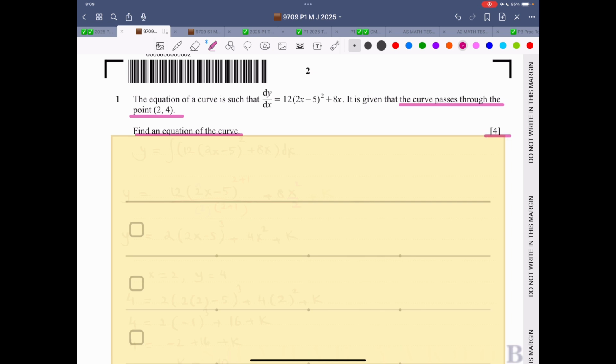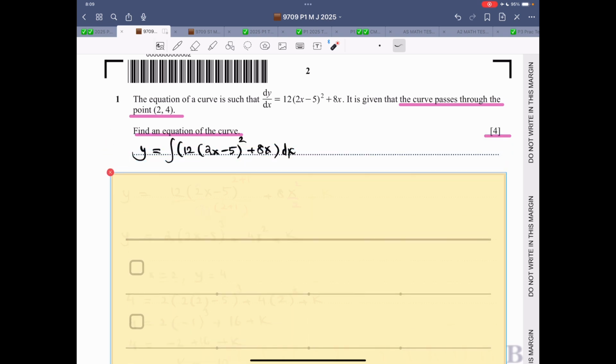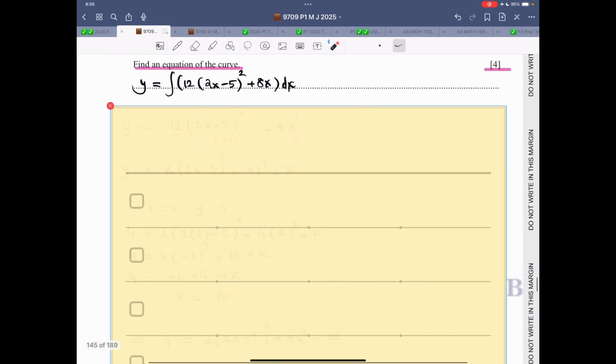Now, what is this question all about? This question is all about differentiation and integration. Technically, it's about integration. Dy by dx is given. That is why I'm saying this is differentiation. But we find the equation of the curve by integrating the gradient function. So now that's the basic idea. Let's unbox it.